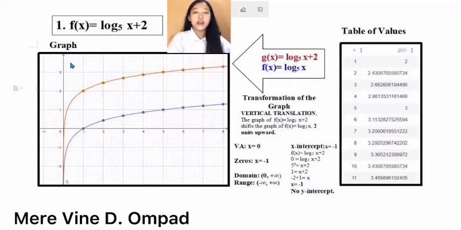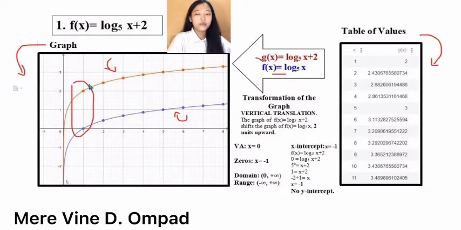Number 1. f of x equals logarithm base 5 of x plus 2. This is our table of values, and this is our graph. As you can see in our graph, the blue one represents our parent function, and the red one represents our logarithmic function.